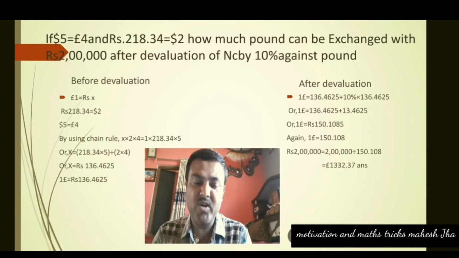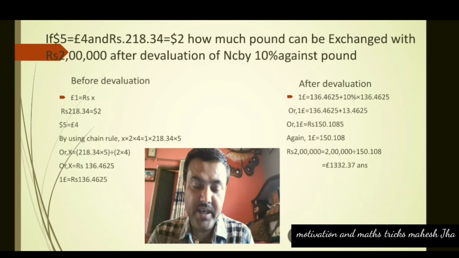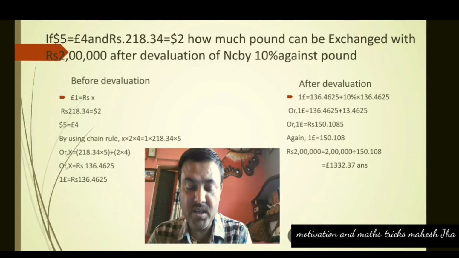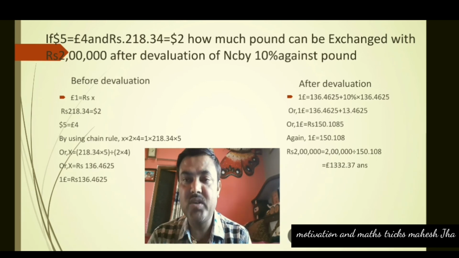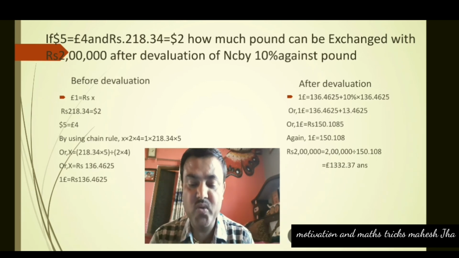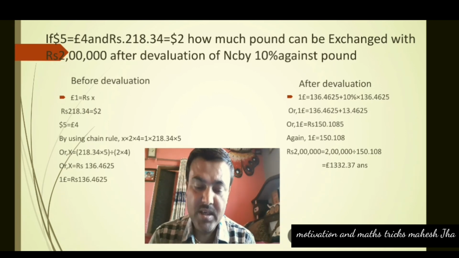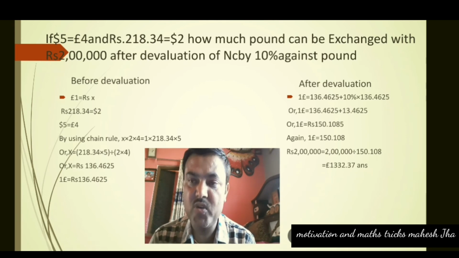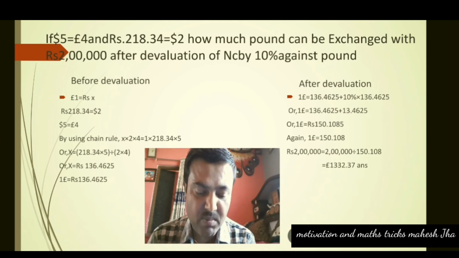Before devaluation, let rupees x equal 1 pound, and rupees 218.34 equals $2 given, and $5 equals 4 pound given. By using chain rule, x into 2 into 4 equals 218.34 into 5. It means x equals 218.34 into 5 divided by 2 into 4, which gives x equals 136.4625. It means 1 pound equals 136.4625.